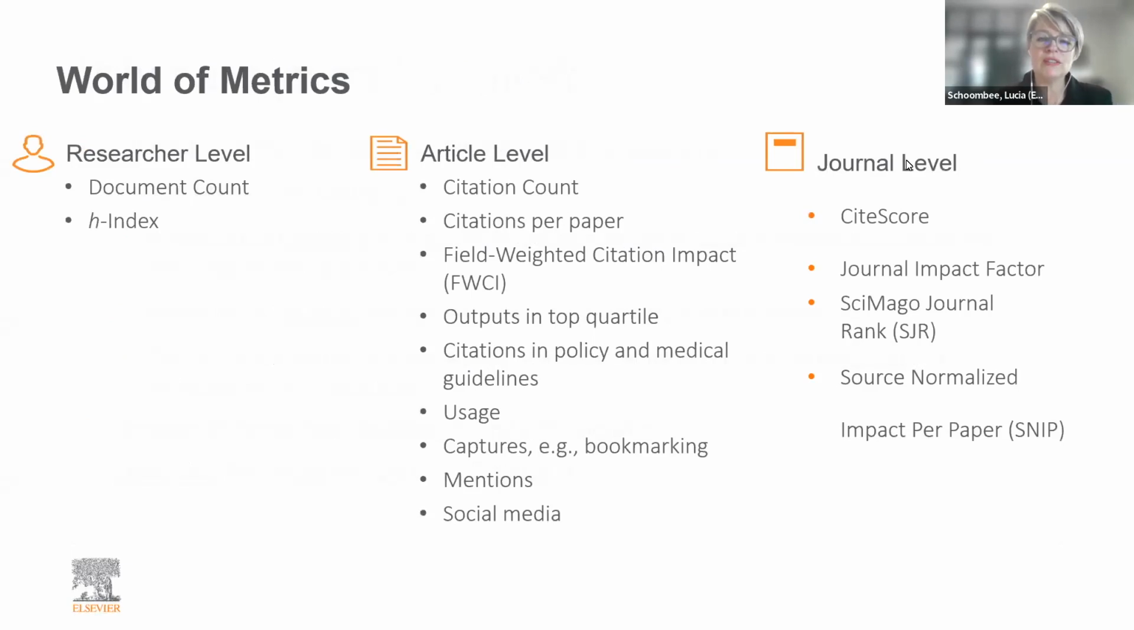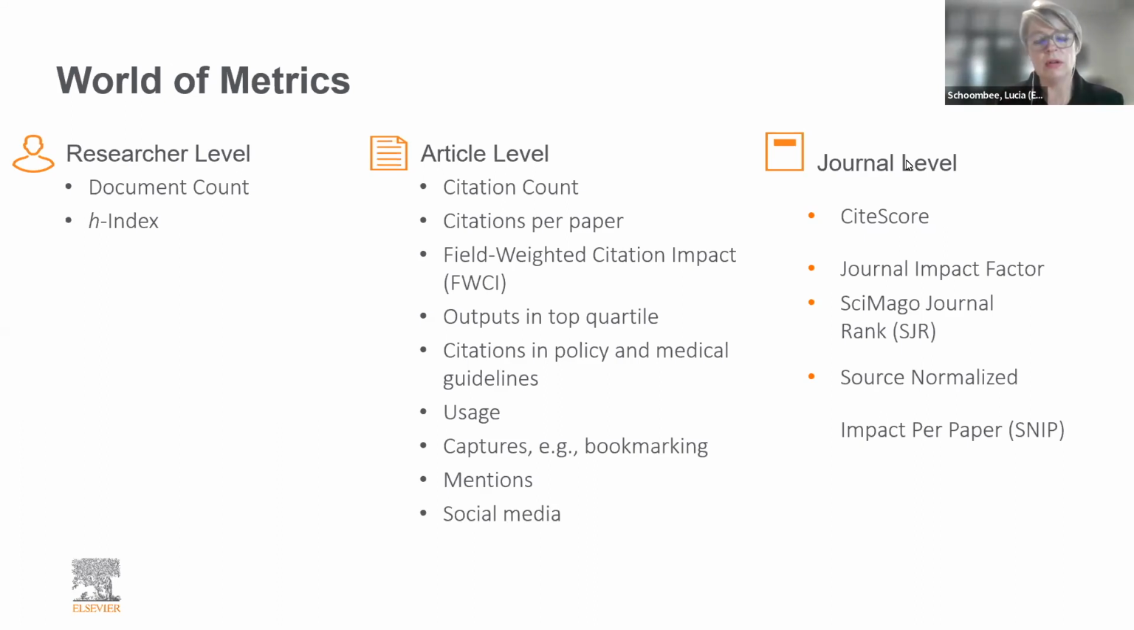So to put journal metrics in context relative to other metrics in the world of research indicators, it is useful to consider that metrics are usually applied at different levels. For instance, researcher level, which demonstrates the qualities of a researcher. There we usually use document counts and H-index. There are also article level metrics, which is about the qualities of a specific article. So how many times it's been cited, the visibility of that article in social media, a whole range of metrics related to the article level.